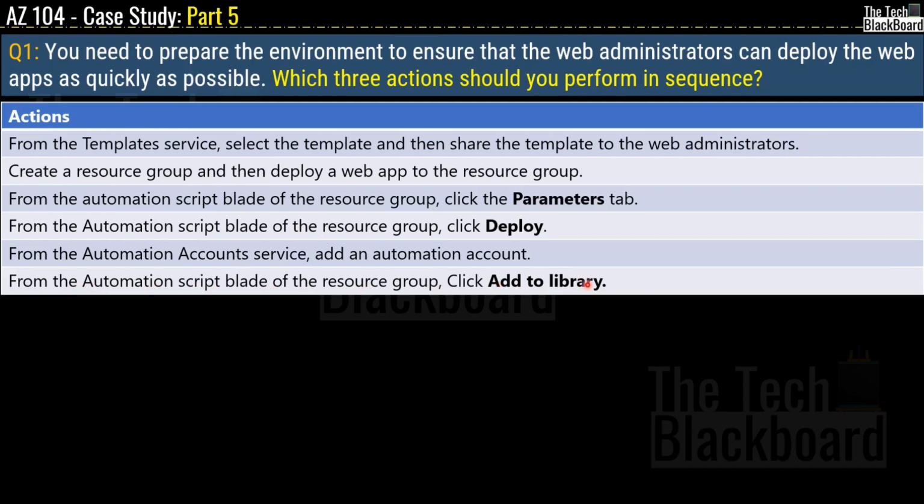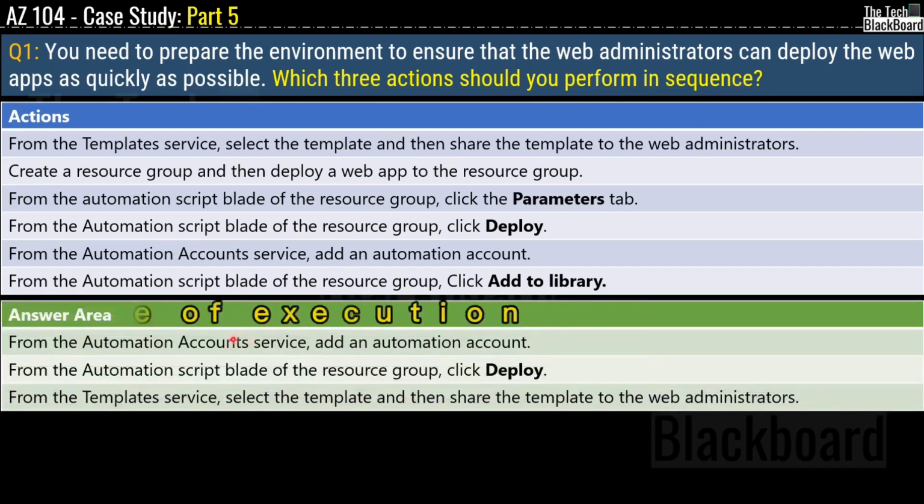Now here, my friends, it's very important that not only you have to tell the 3 actions, but you have to tell all these 3 actions in a correct sequence. And here comes the answer to this question. First, we have from the automation accounts service, add an automation account. The second step that you need to take is from the automation script blade of the resource group, click deploy, and lastly from the template service, select the template and then share the template to the web administrators.